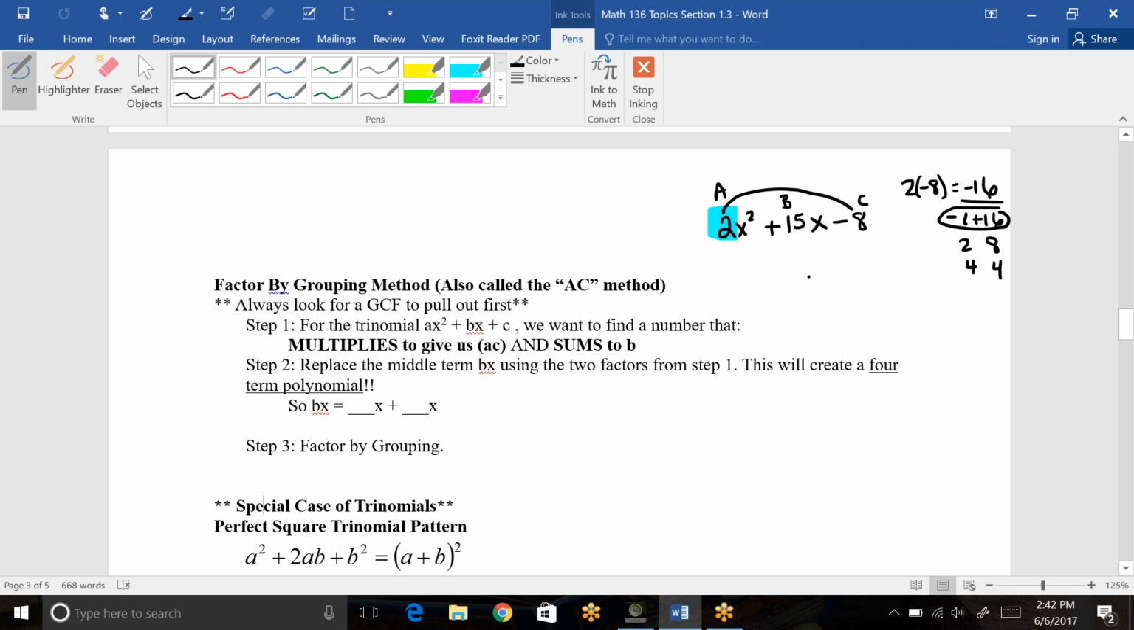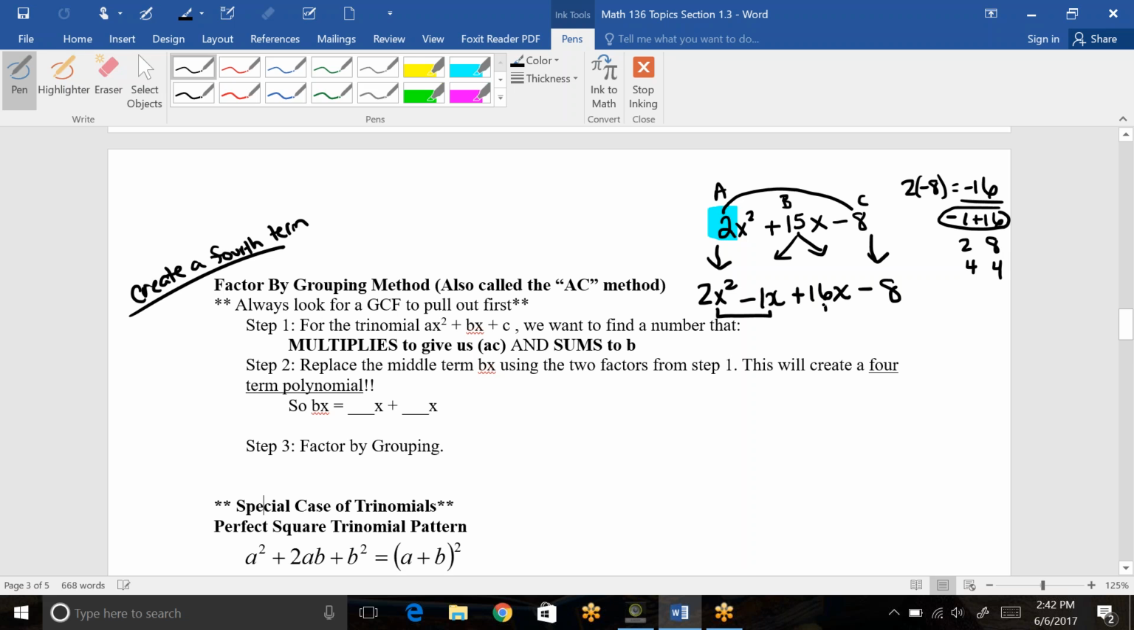Now, you don't just put those into two parentheses. In factor by grouping, what we do is we create a fourth term, because to do factor by grouping, you have to have 4 terms. So what happens is that this first term comes down, and then the middle term splits into the two factors that we just found. So a minus 1x and a plus 16x. It keeps this variable that's attached to that middle term. And then you bring down your last number, your minus 8.